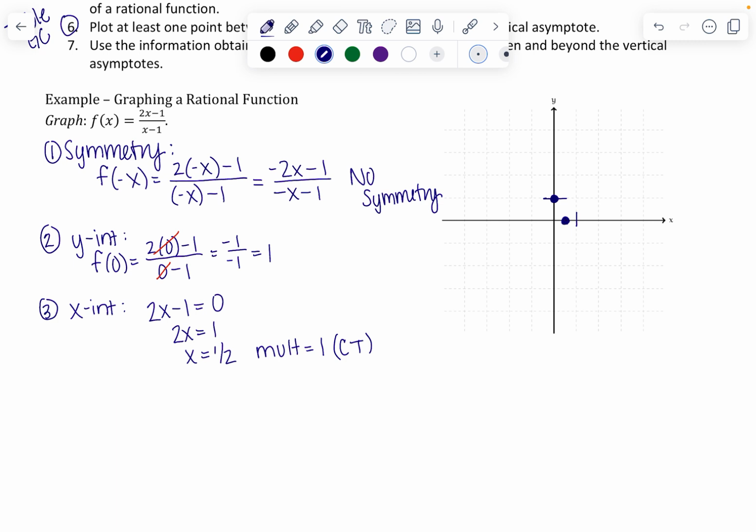Go ahead and plot that point on our graph. All right, now we're going to bring in our vertical asymptotes. Because our original function is already factored and simplified, we can just look at our denominator. So x minus 1 equals 0 tells us that x equals 1. And we're going to graph that with a dashed vertical line through our x-axis at 1.